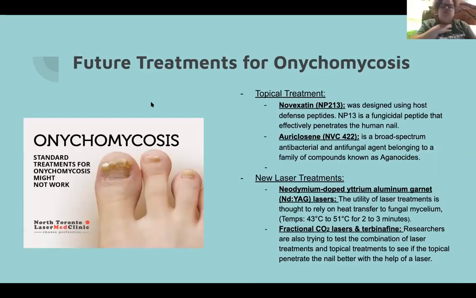And so some future treatments for onychomycosis is Novaxetin, which is a topical treatment. And the problem, like Laura said, in the past with topical treatments is they were not able to penetrate the nail. However, this specific topical treatment does effectively penetrate the nail. And usually for topical treatments, they use some type of enhancer to help it out. But for this one, they did not need it at all.